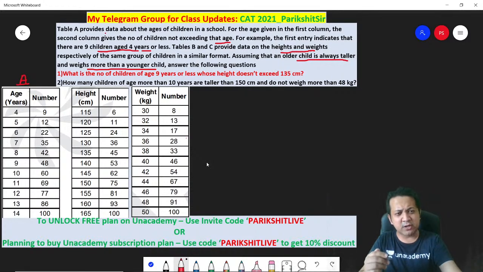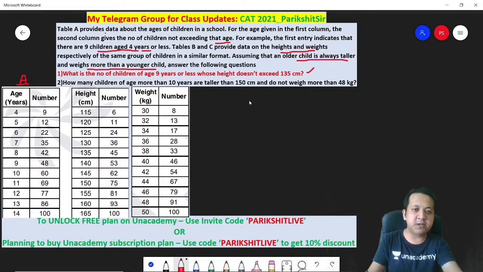What is the first question? What is the number of children of age 9 years or less whose height does not exceed 135 centimeters? So two conditions. First condition, age should be less than equal to 9 years. And second condition, height should not exceed, meaning less than equal to 135 centimeter.